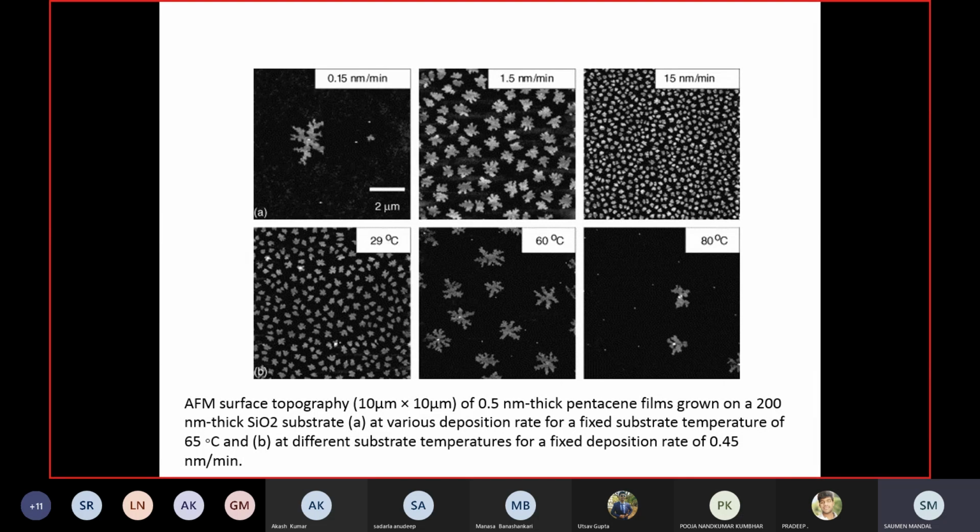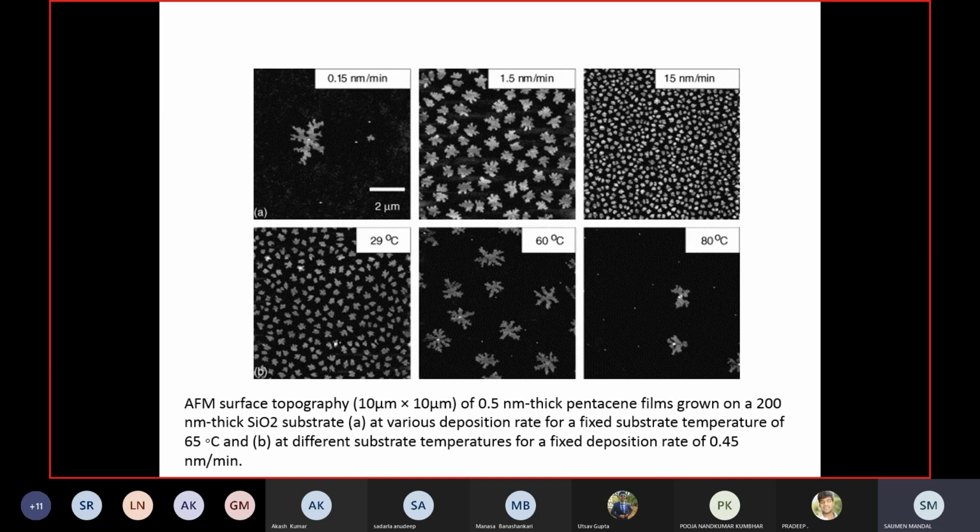Now, the other way, if I ask how to get a highly polycrystalline structure? Higher deposition rate and lower temperature. Exactly. Okay, so this is actually very interesting. From there, you can control. So in the deposition itself, you can control the ultimate morphology.